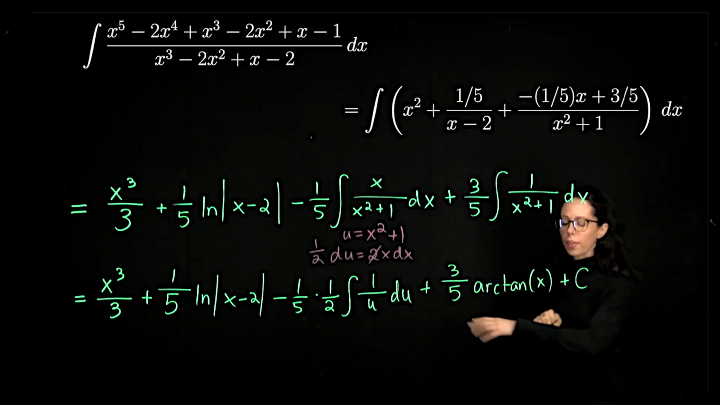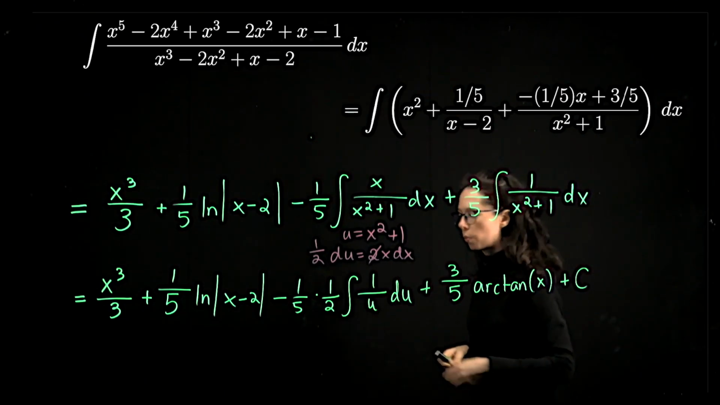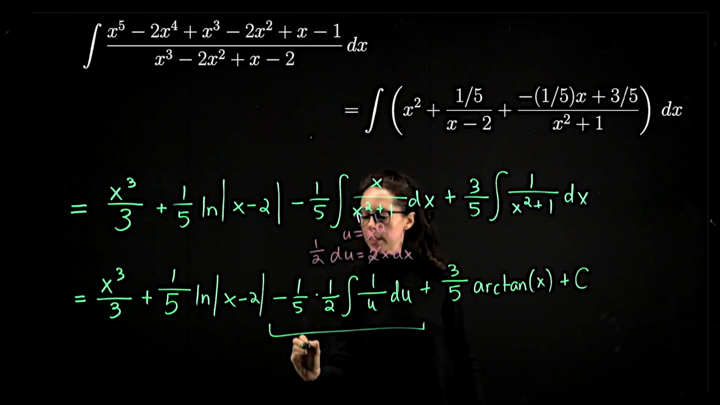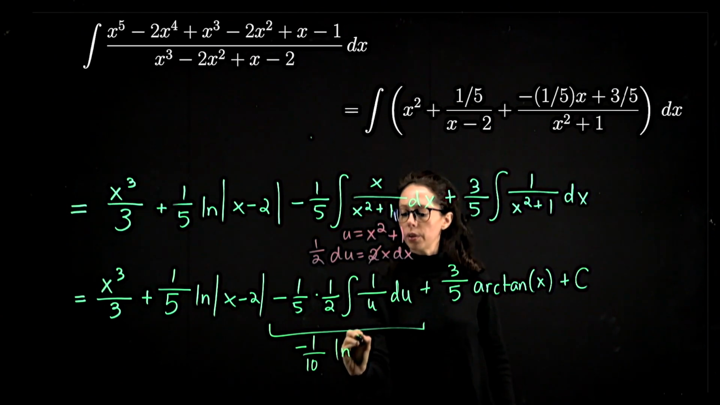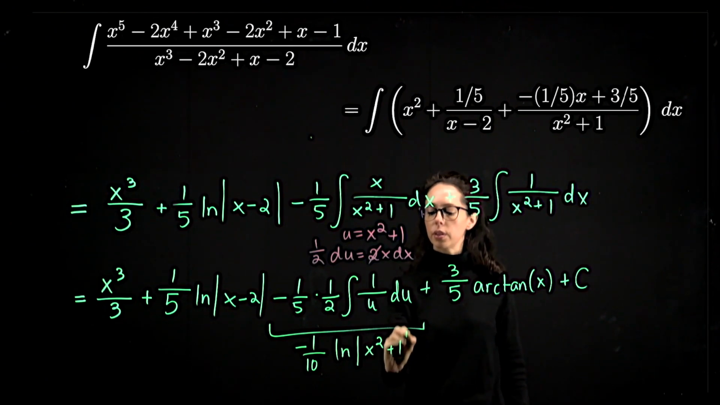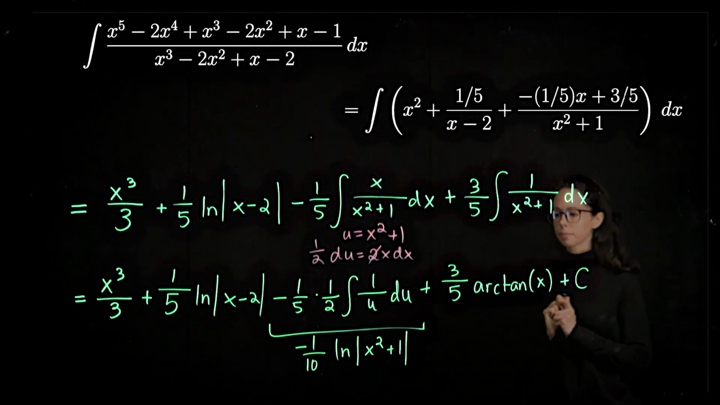Rather than rewrite the whole thing, let me just finish up this piece right beneath it. So this piece right here will turn into negative 1 over 10, natural log of the absolute value of u, but the absolute value of u is just the absolute value of x squared plus 1. That's always positive, so you don't need the absolute values, but I'll just leave them.